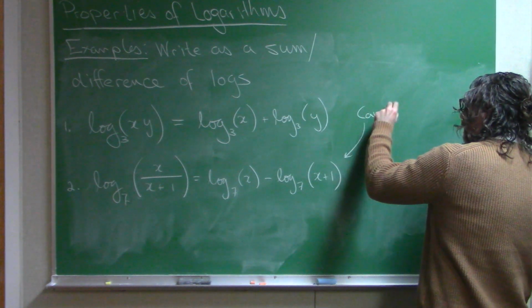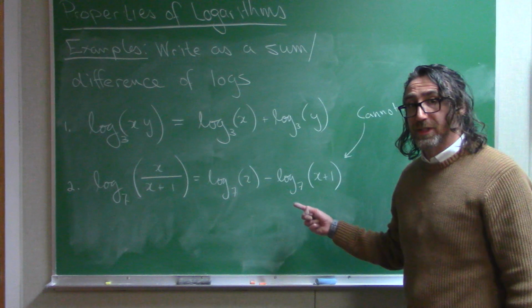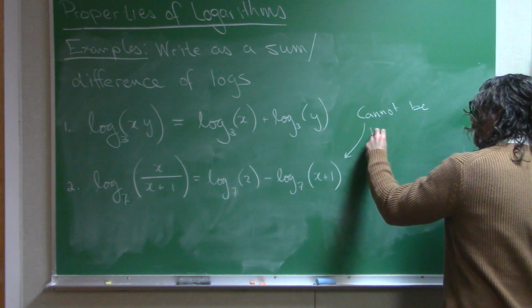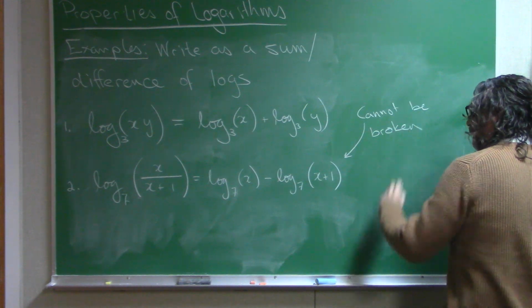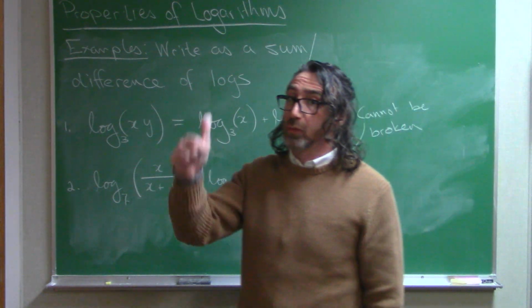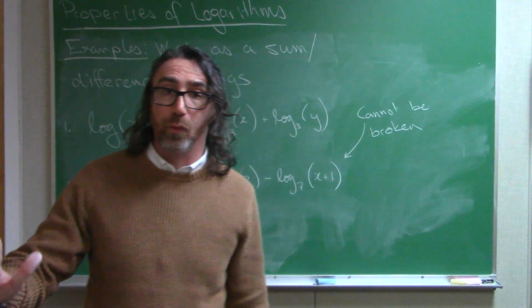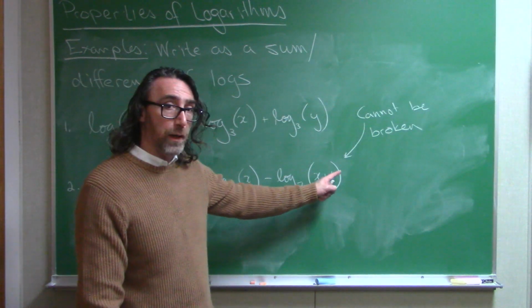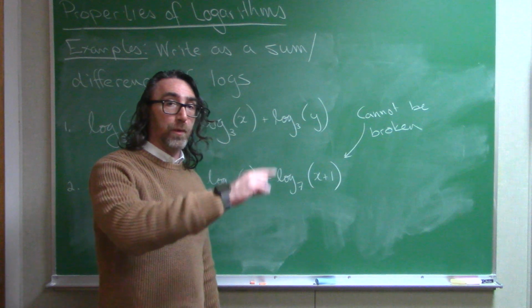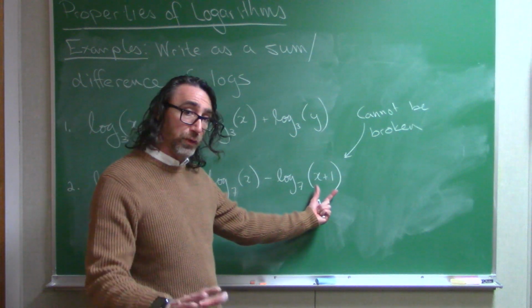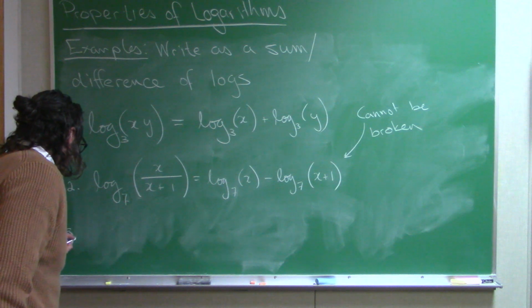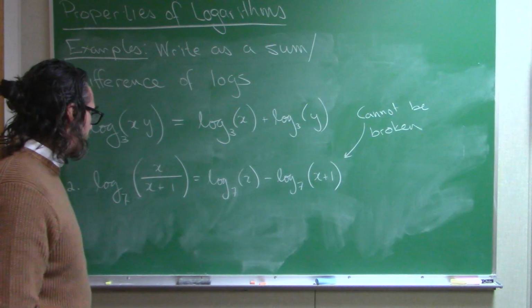Now, it's important to note that this last expression I just wrote down cannot be broken up. We have the product rule, we have the quotient rule, we have the power rule. There is no sum rule for logs. Logs do not break up over addition. They break up over multiplication. These guys aren't multiplied, so we have to leave it as is. Let's do one that has multiple rules, all in one.